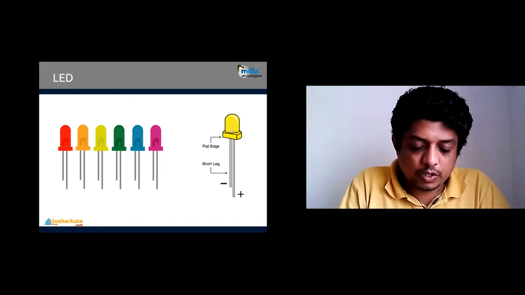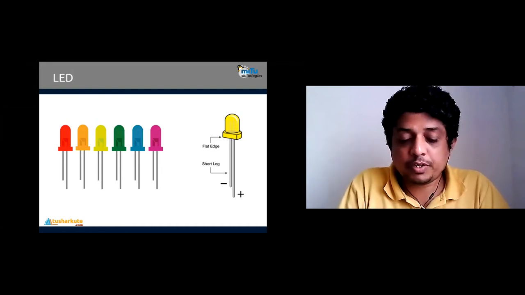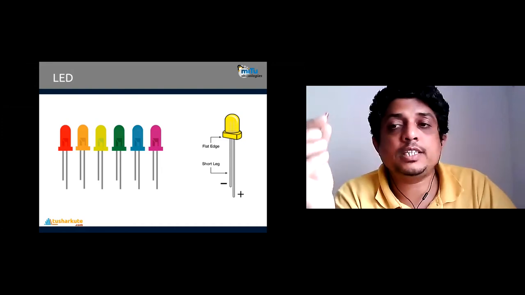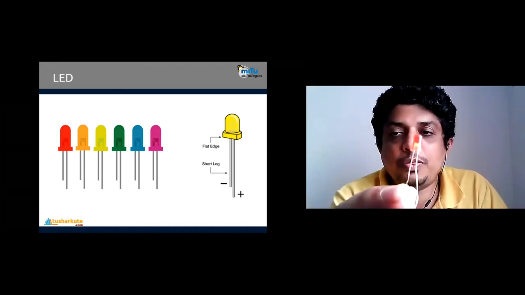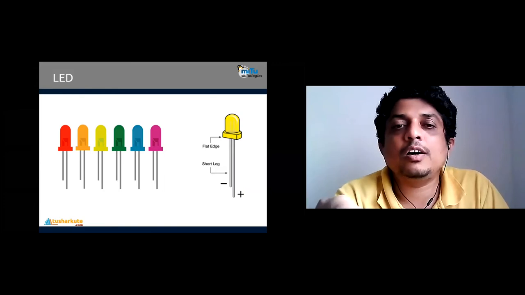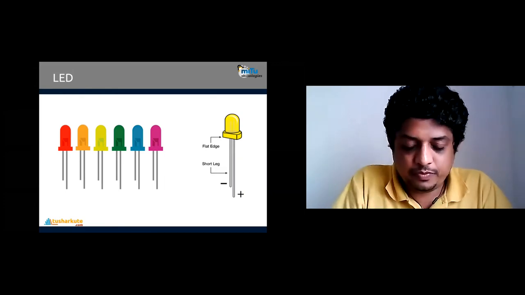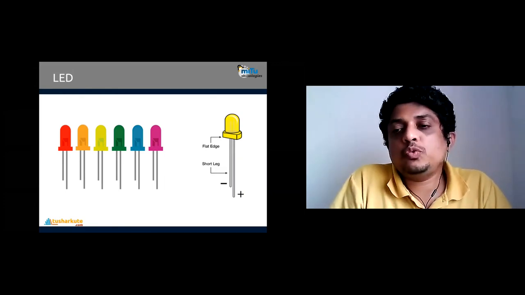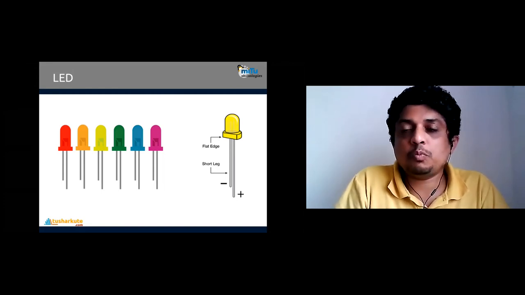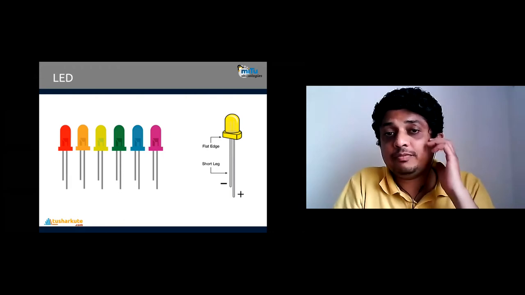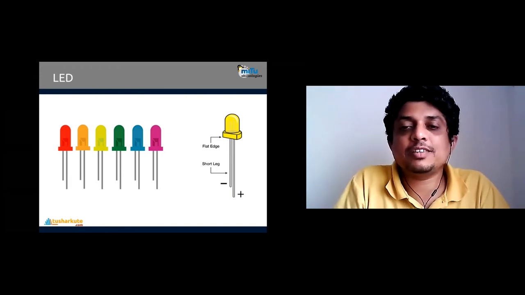And all of our display devices are now based on LEDs, on the LED series. This is the LED. You can find that it's very small, shown over here. Maybe in your slide, it is clearly visible. LEDs are used to glow. They are used to generate output in the form of light. That's what an LED is, correct?